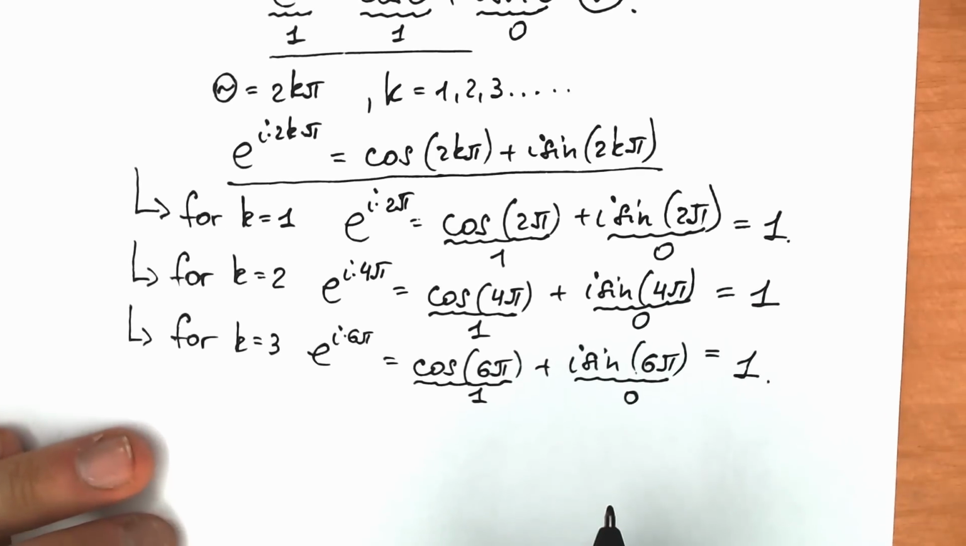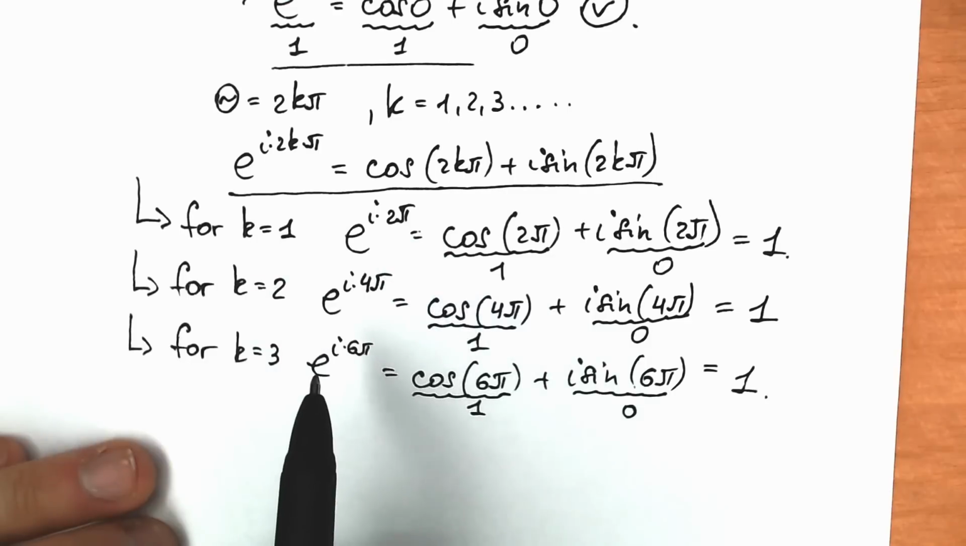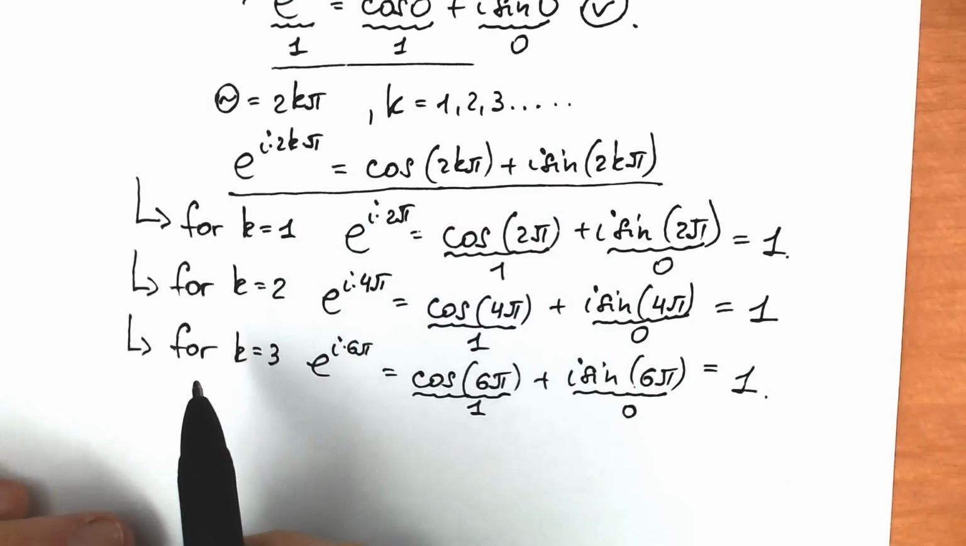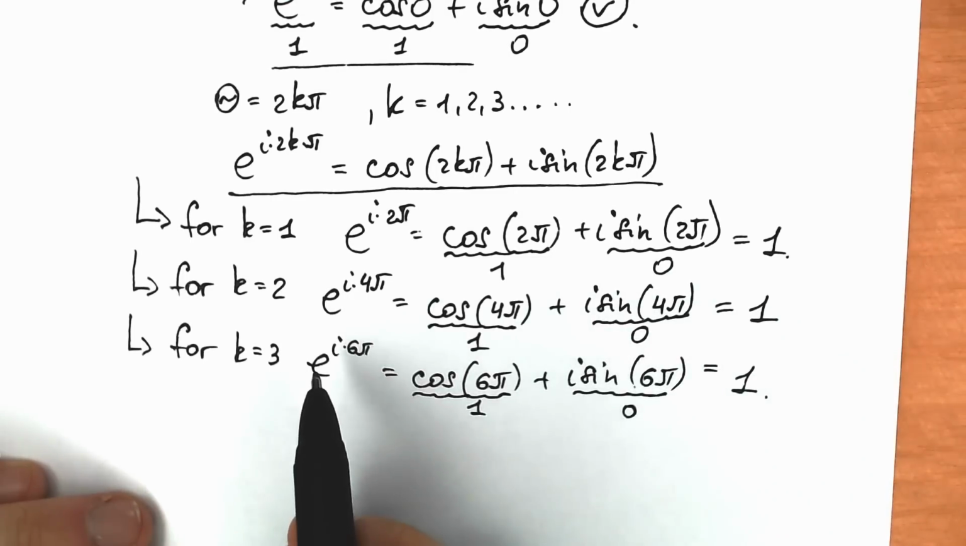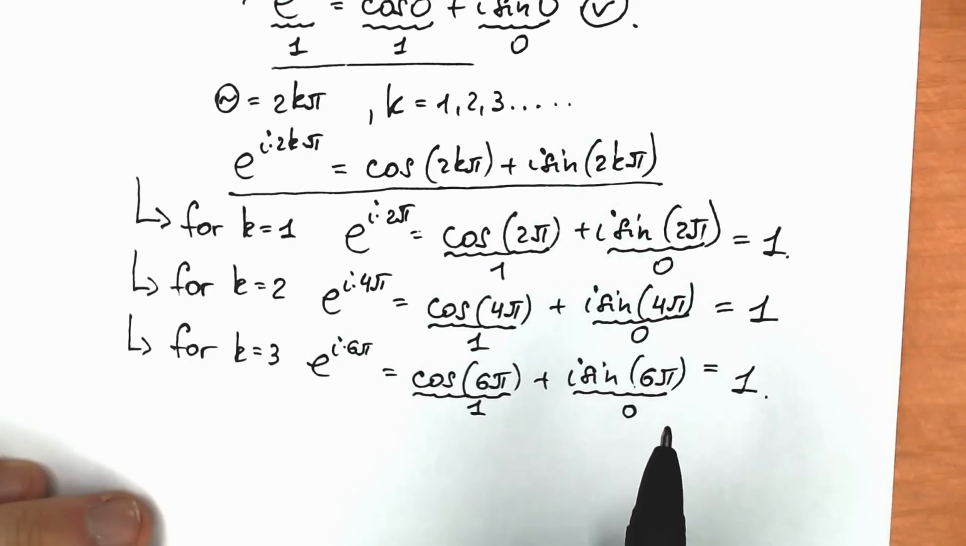And here is the main tricky moment. Doesn't matter what we have on the left side, on the right side, when k is 1, 2, 3, 4, we are talking about the integers case. On the right side, we have all the time 1. Doesn't matter, e to the power I 8 pi, I 10 pi, 12 pi, 20 pi, 100 pi. We have all the time 1 on the right side.